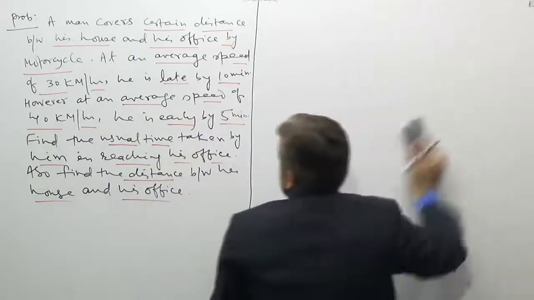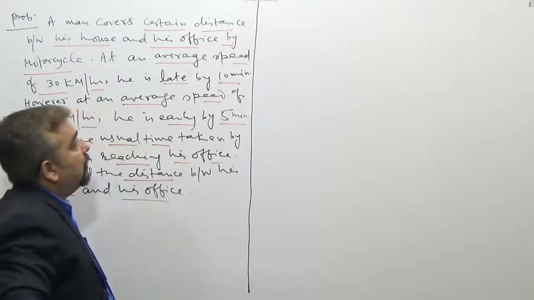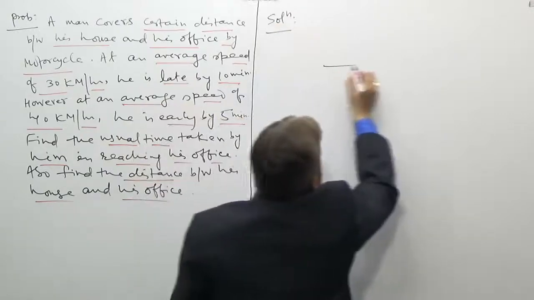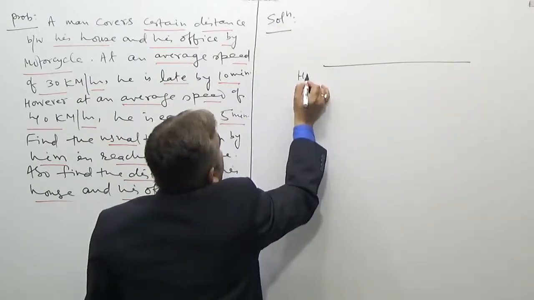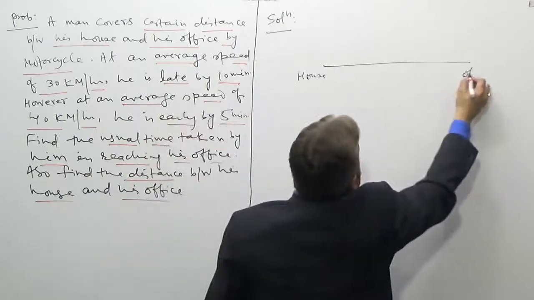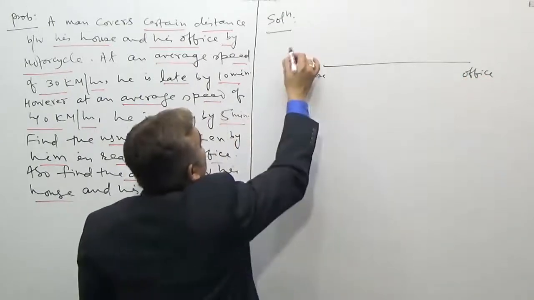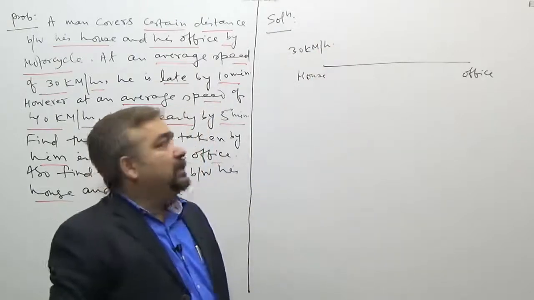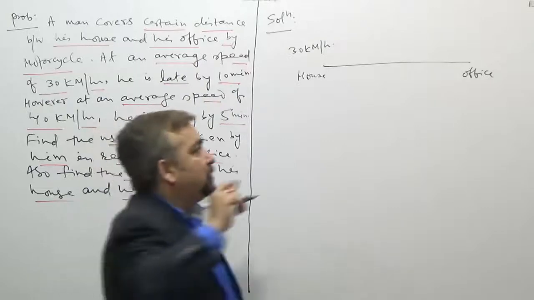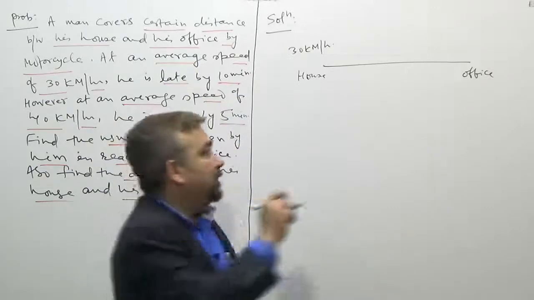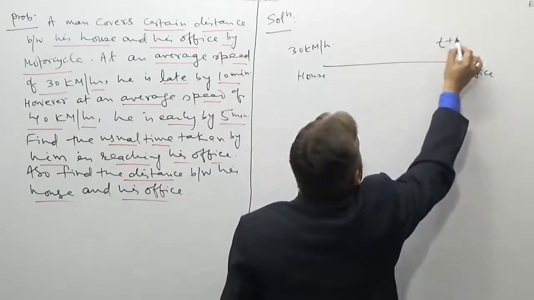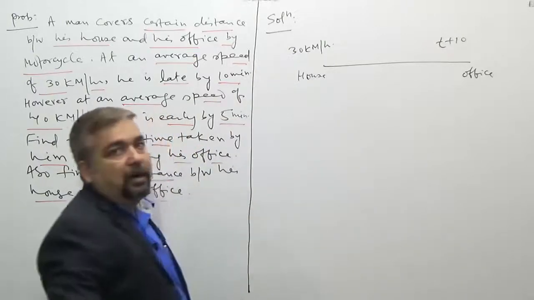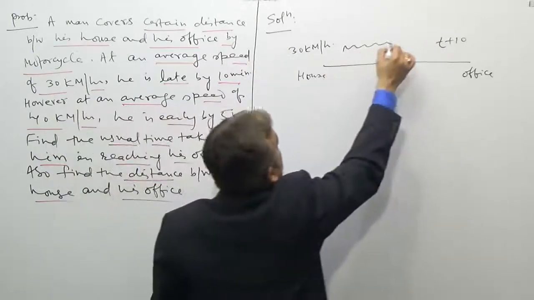You see, solution is like this. His house and his office. One day, a speed is 30 km per hour. He is late by 10 minutes in reaching his office. So, suppose normal time is t minutes. So, he takes t plus 10 minutes in reaching his office with the speed of 30 km per hour.